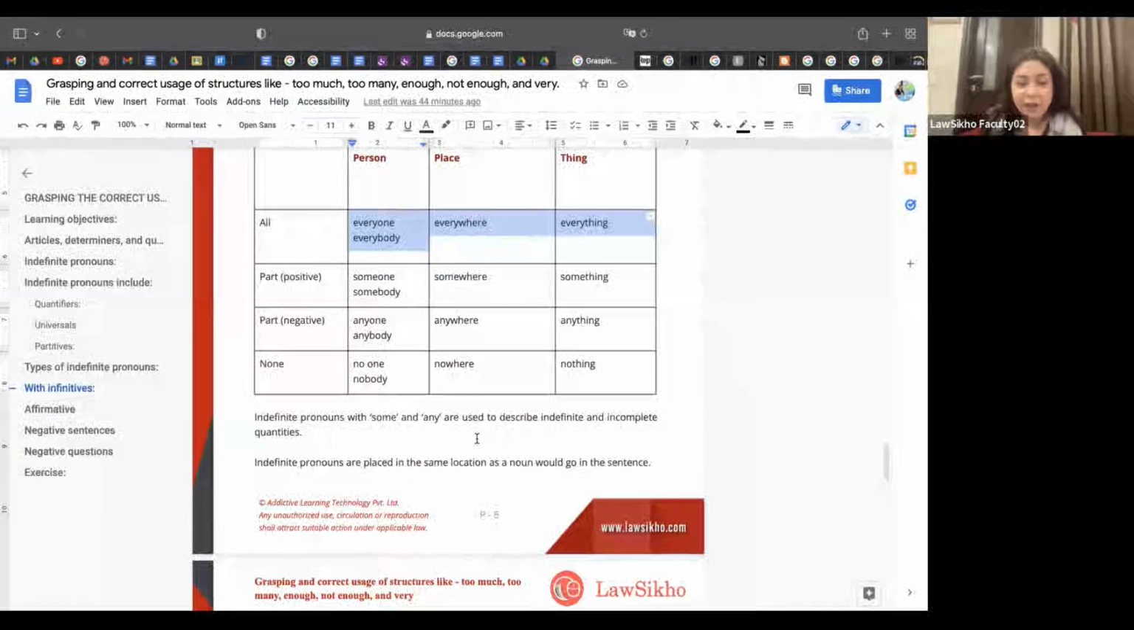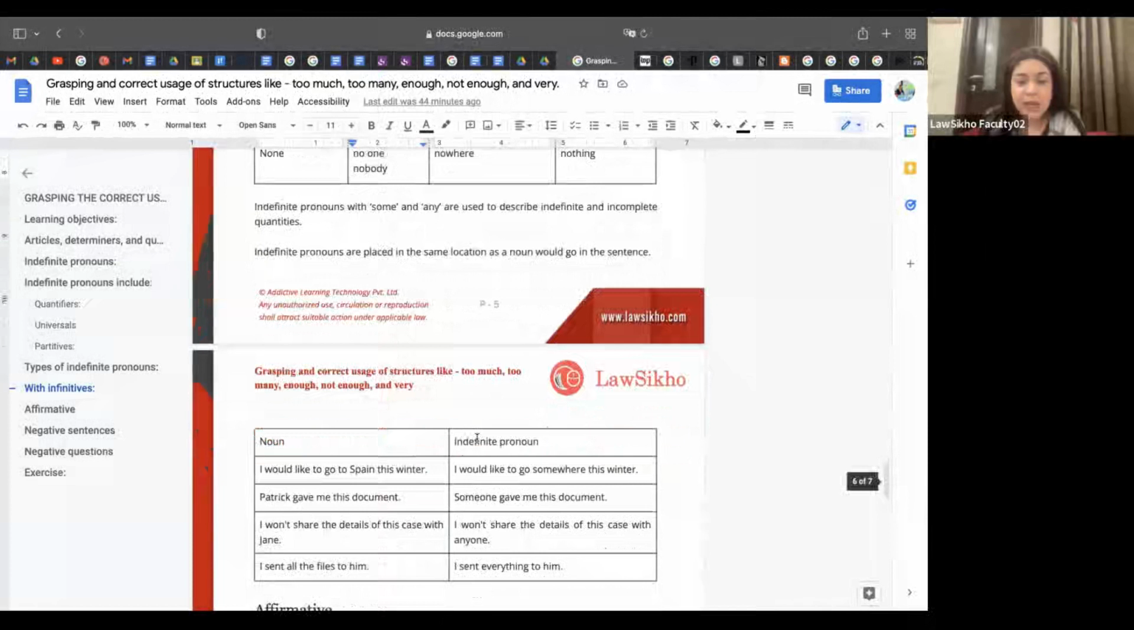All of these indefinite pronouns are used to add detail to various quantities depending upon the particular context. Indefinite pronouns, again, are always placed in the same location in the sentence where a noun would go. Please do not change the position, because a lot of times when you use these expressions, if you change the position, the sentence is incorrect.